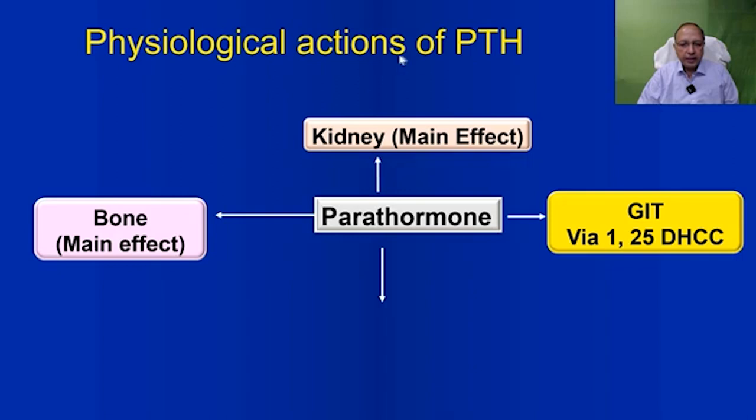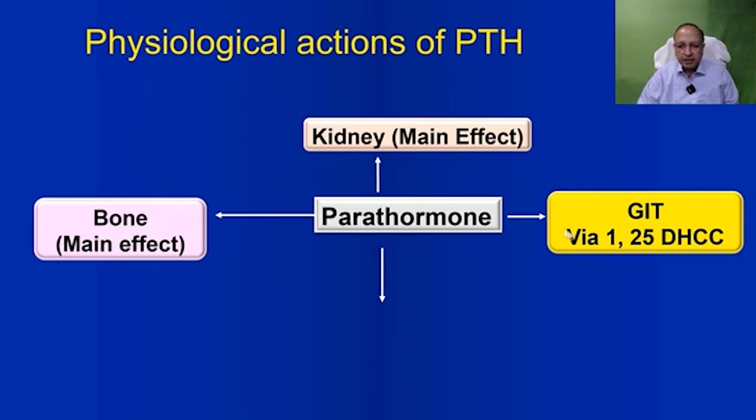Coming to the physiological actions of the parathyroid hormone, we have three main organs: bone, kidney, and GIT. The main action of the parathyroid hormone is on the kidneys, where, as we have discussed, it causes changes in the absorption of calcium and phosphate. In the bone also, it has its main effect, where it causes demineralization. That means it causes an osteolytic action on the bone.